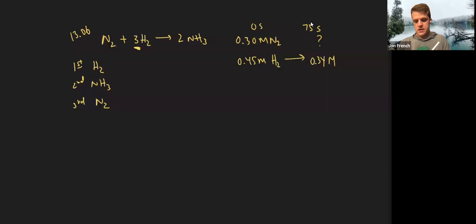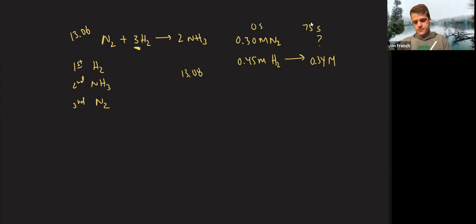So question 13.08, right? It's back to the Haber process. They gave us the concentrations at time 0 and 75 seconds in the reaction. What is the rate of ammonia formation? So we need to find first the rate that hydrogen is being used in the reaction.